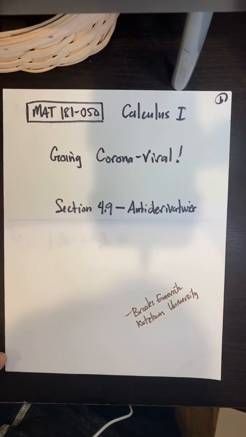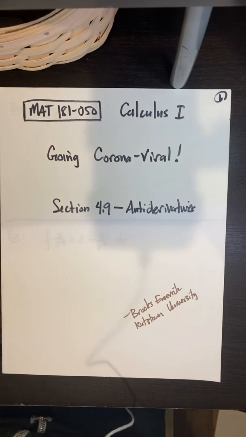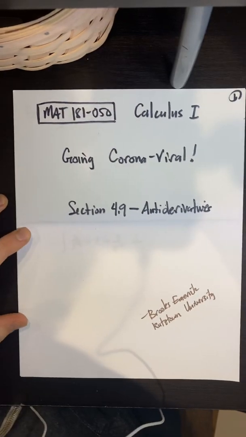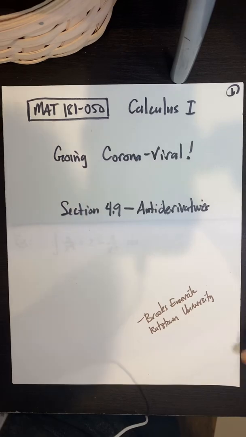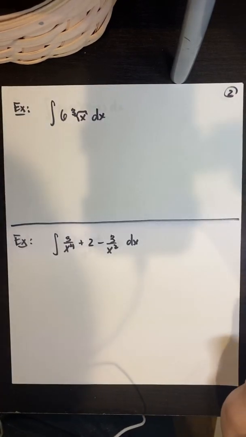Okay, in this video I'm gonna talk about section 4.9 from the textbook, which is all about antiderivatives. So I'll do a bunch of examples of basic antiderivatives, and then I'll solve an initial value problem that deals with acceleration and velocity. So first off, let's look at a couple examples.